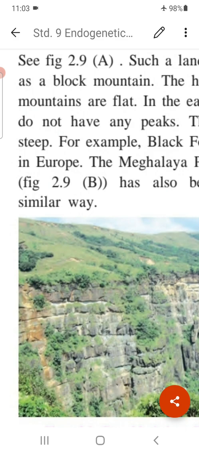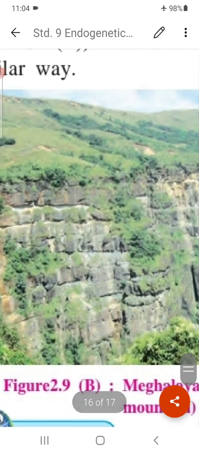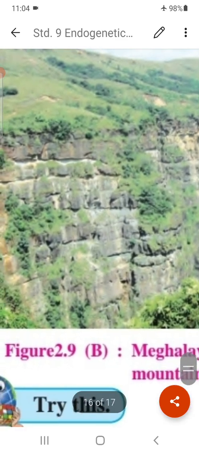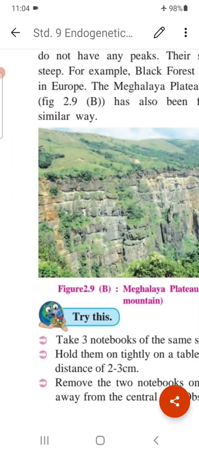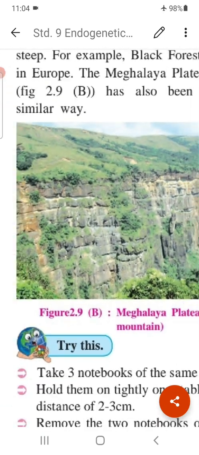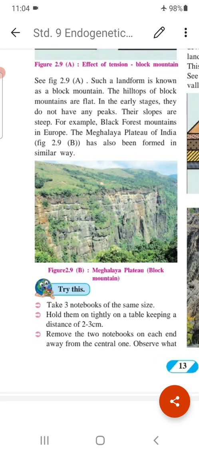Their slopes are steep. Slope, see here the slope. See how steep this edge is. They have sharp slopes. We cannot climb easily up on that mountain or climb down easily from that mountain. Fine. So they are very steep. For example, Black Forest Mountain in Europe. In India also, the Meghalaya Plateau of India. This is the Meghalaya Plateau of India. It's very large and vast. In the picture, it seems to be very small, but actually it's very vast. And see the steep slope of that mountain.